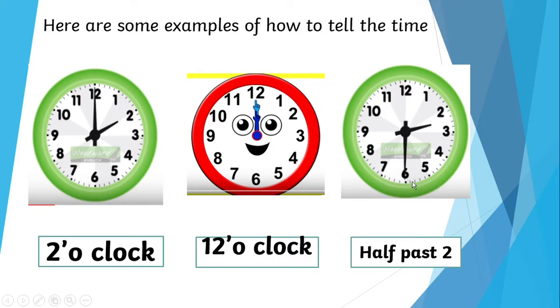Half past 2. How can we say 2:30? Teacher will show you again. From 12 to 1 it's 5 minutes. From 1 to 2, 5 minutes. 2 to 3 another 5 minutes. 3 to 4 another 5 minutes. 4 to 5 another 5 minutes, and 5 to 6 another 5 minutes. That is 5, 10, 15, 20, 25, 30. And so we can say this clock is showing 2:30 or simply half past 2.